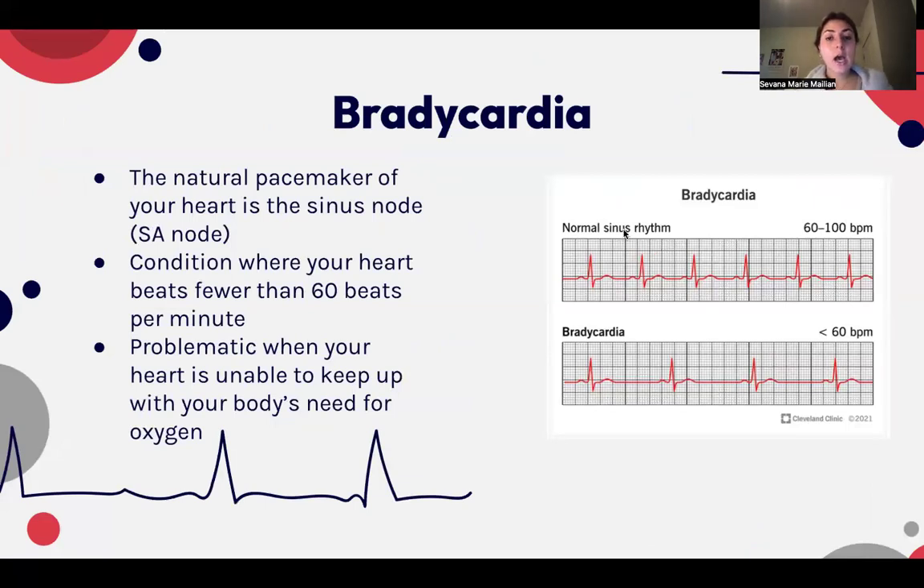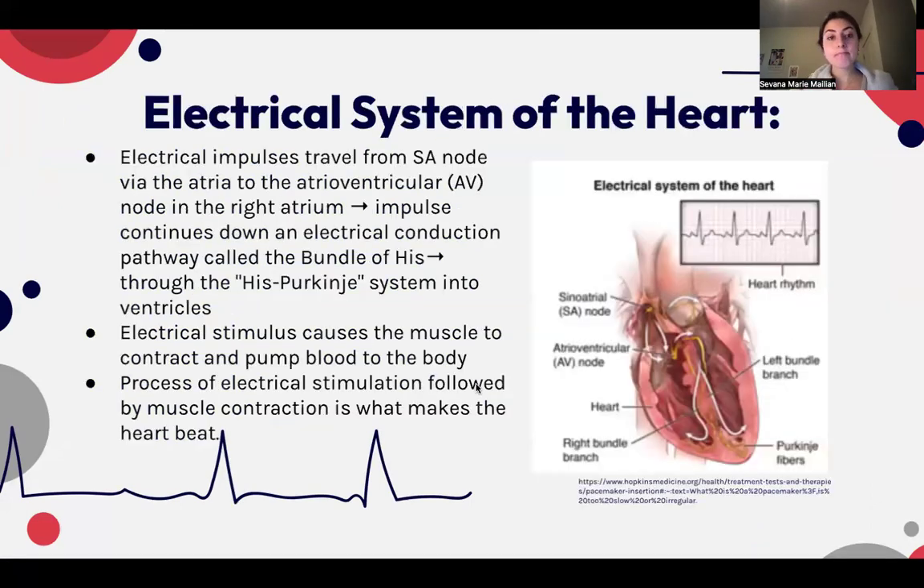As you can see, the top here is a normal sinus rhythm. We have much more frequent waves. Bradycardia, much more spread out. And it's a condition where your heart beats fewer than 60 beats per minute. It's problematic because your heart is unable to keep up with your body's need for oxygen.